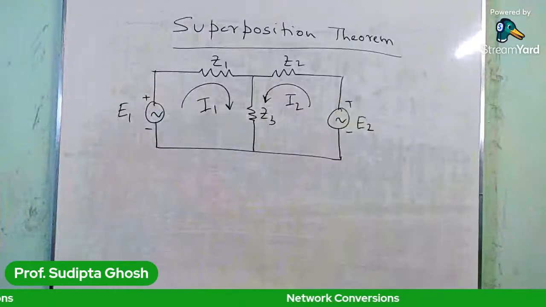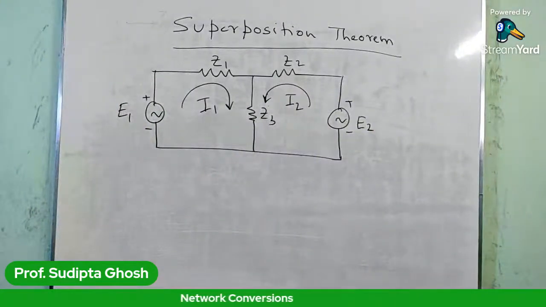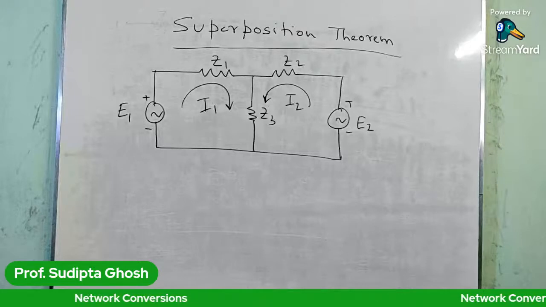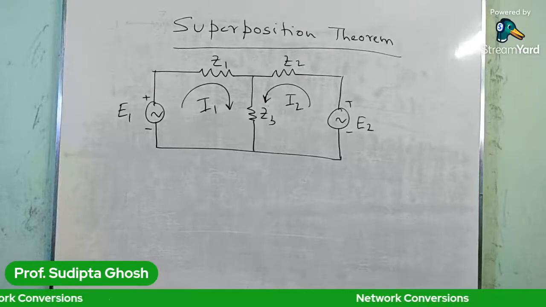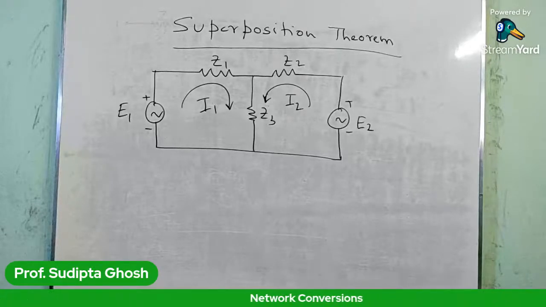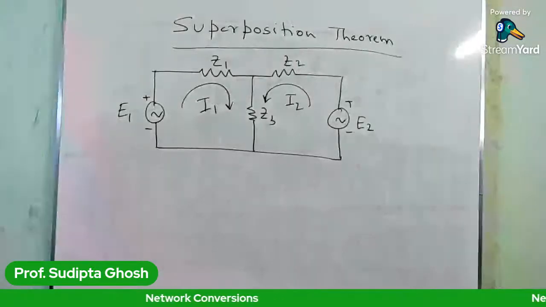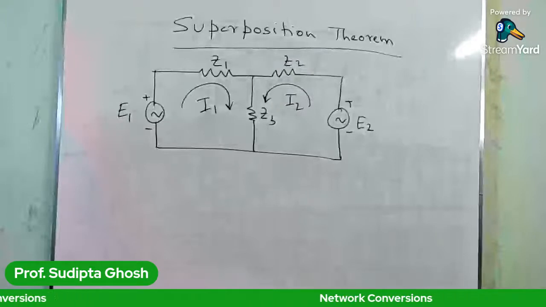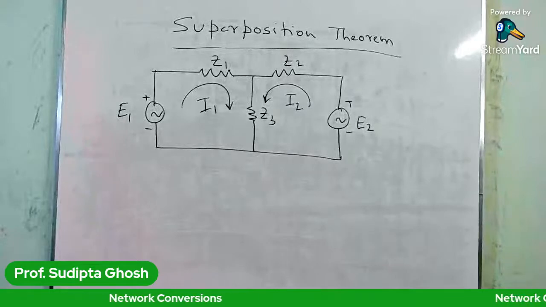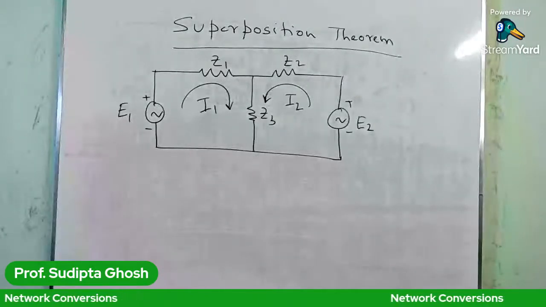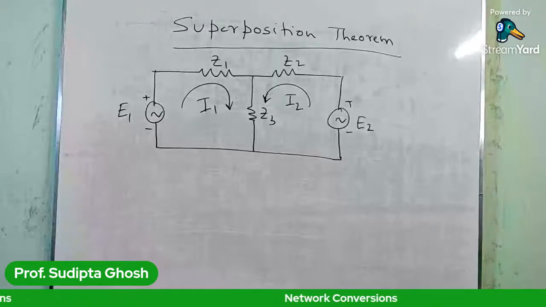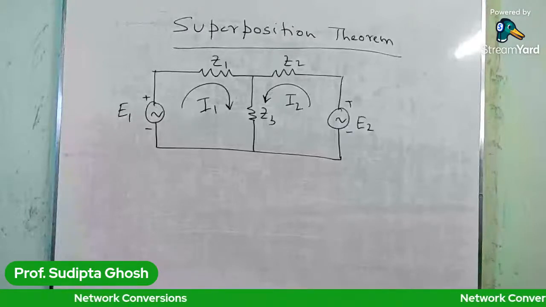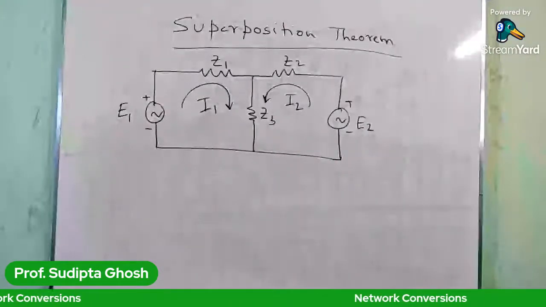This is the circuit in which there are three impedances, Z1, Z2, Z3, and two energy sources, one is E1 and the other is E2. Two different currents are flowing in this circuit, I1 and I2. The I1 current is generated from the E1 energy source, and I2 is the current from the E2 energy source.